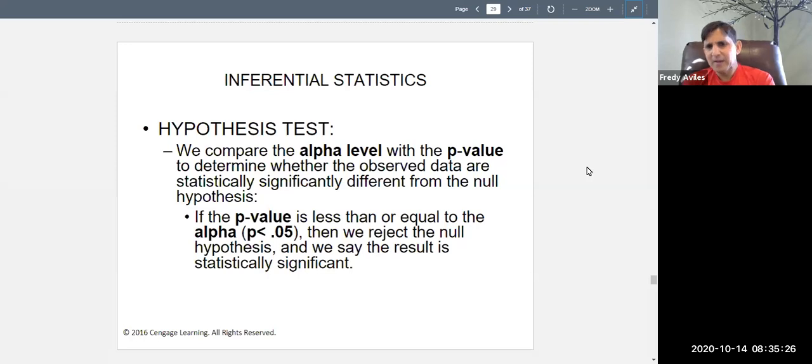To make it simple, I just want to tell you guys, your alpha level is always set at 0.05. It's always 0.05. So whenever you look at your result, you only look at the p-value. You don't even worry about the alpha. You just look at your p-value. If it's 0.05 or less, it's significant.